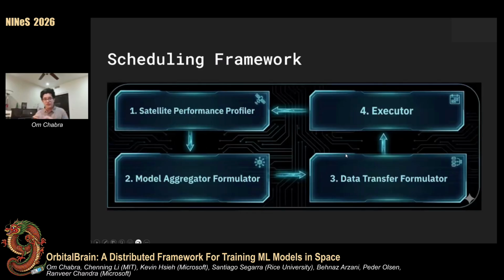Similarly, if we look at the scheduling framework, which runs on the cloud, there are 4 steps. There's the performance profiler, which happens every single time a satellite comes into contact with a ground station. It'll basically send some profile updates, which will then be used in our future scheduling framework. There's a model aggregation formulator, which will formulate when satellites should share models with each other. There's a data transfer formulator, which will decide when satellites should send raw data to each other. And then there's an executor, which will combine all of these.